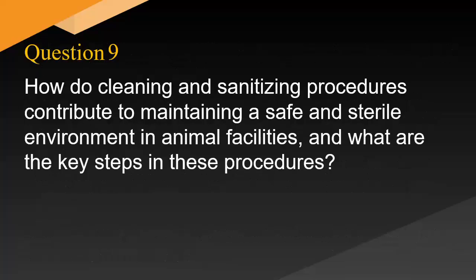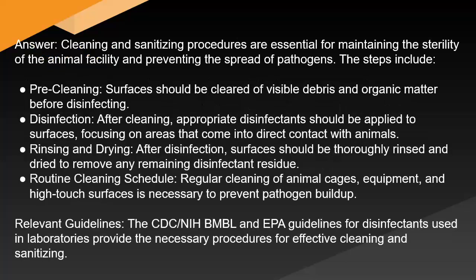How do cleaning and sanitizing procedures contribute to maintaining a safe and sterile environment in animal facilities, and what are the key steps in these procedures? Answer: cleaning and sanitizing procedures are essential for maintaining the sterility of the animal facility and preventing the spread of pathogens. The steps include pre-cleaning. Surfaces should be cleared of visible debris and organic matter before disinfection.